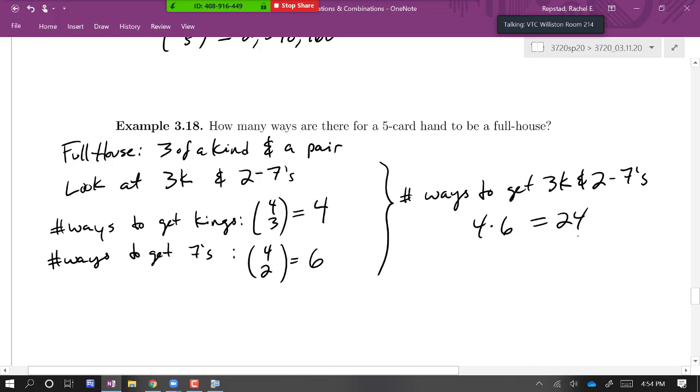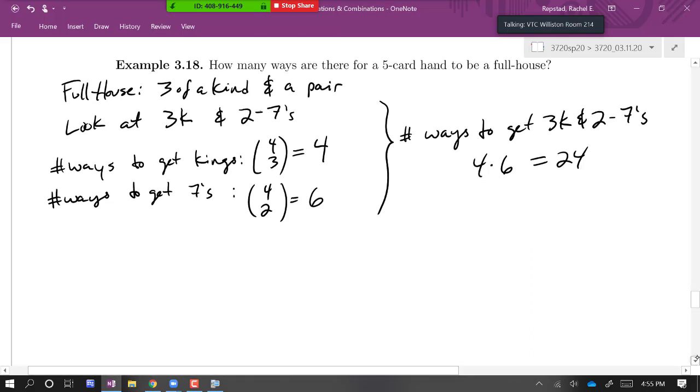But that's obviously smaller than what I'm going after, right? Because I just want any old full house. I also want to count, you know, 2 twos and 3 queens or whatever. So I know the final answer will be bigger. And what we need to do now is account for the number of ways we could choose those 2 ranks. So let's do that.